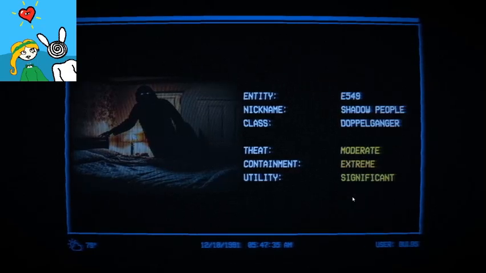Entity, E549. Nickname, Shadow People. Class, Doppelganger. Threat, Moderate. Containment, Extreme. Utility, Significant. Shadow People, or Night Terrors, torment their prey during night when there is low visibility, often in bedrooms, when the prey is sleeping. Paralyzing their prey during sleep, Shadow People will ominously watch from a distance.